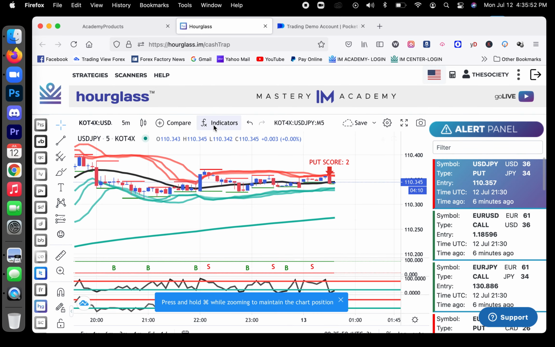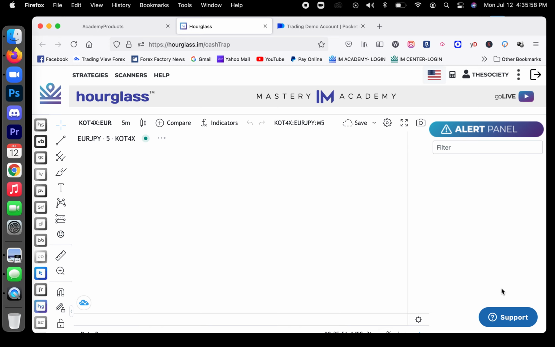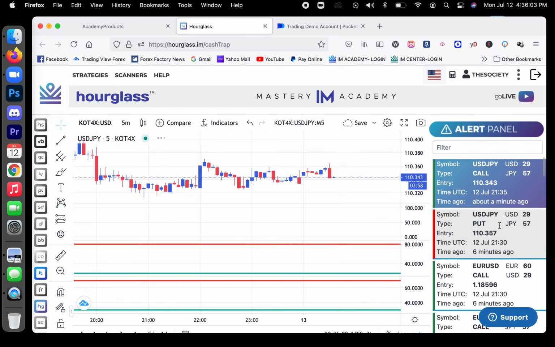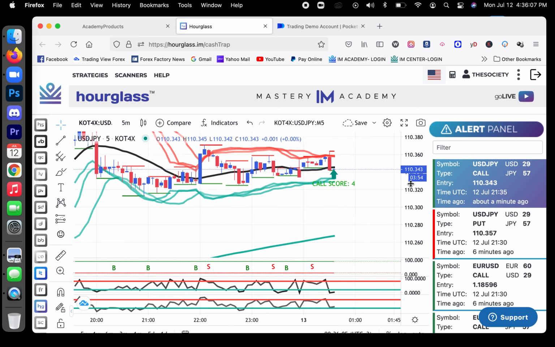We want those. So what I'm going to do is refresh my screen again. That's very, very important. You want to make sure you're getting the newest trades that are available on the scanner. Cash Trap changes every 5 minutes, okay? So now that we know that, we see this says about a minute ago.